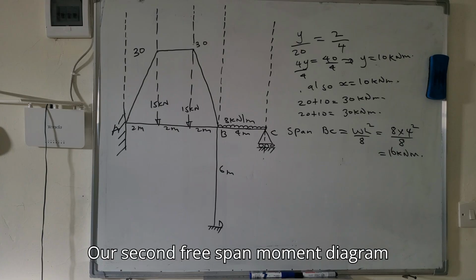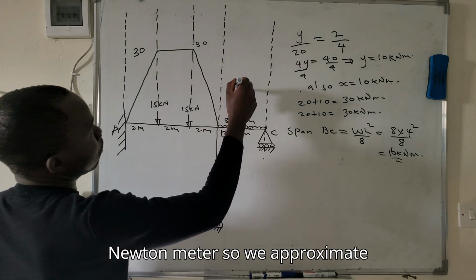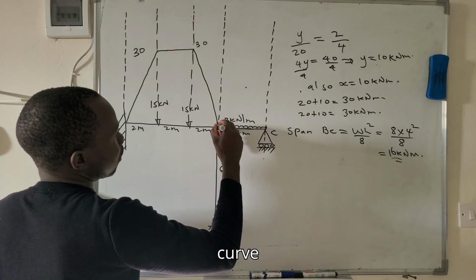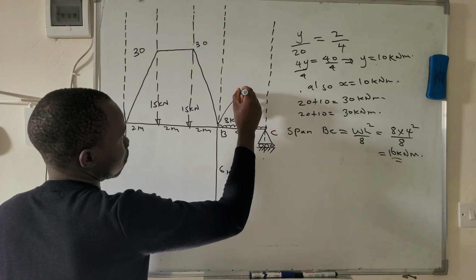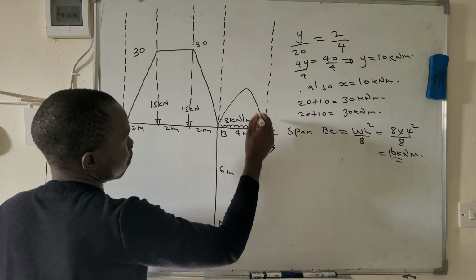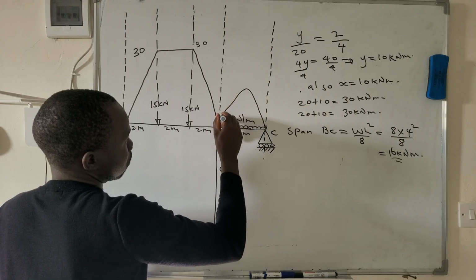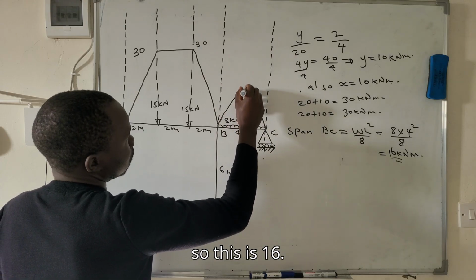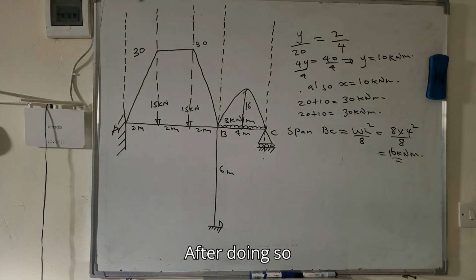Our second free span moment diagram will be at 16 kilonewton meter. So we approximate. This one will be a parabolic curve. So this is 16. After doing so, we can now draw our BMD diagram.